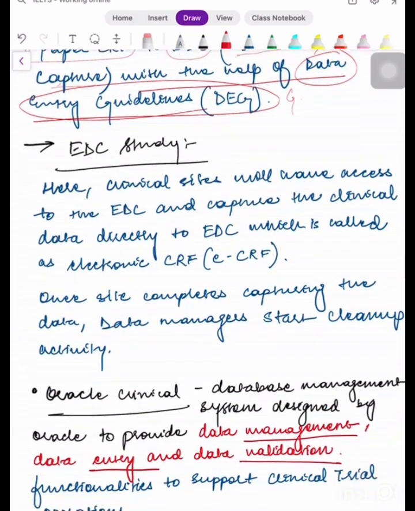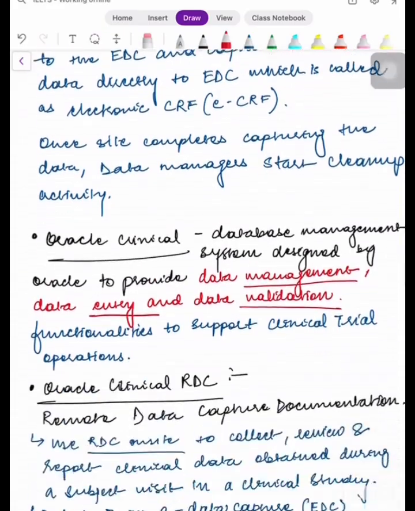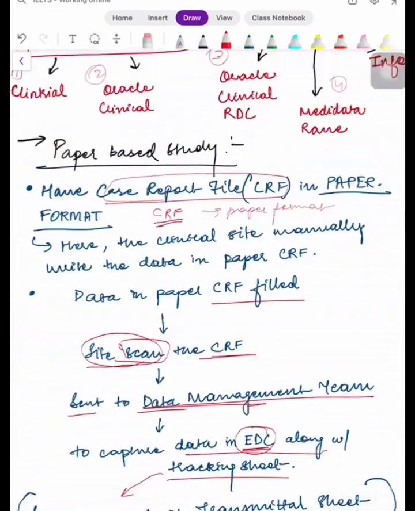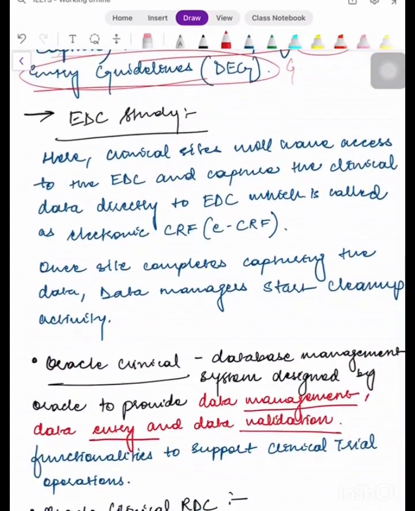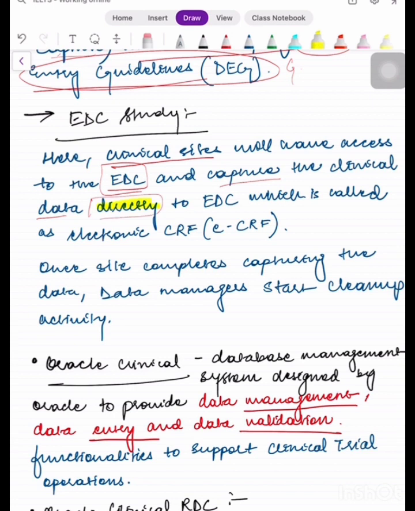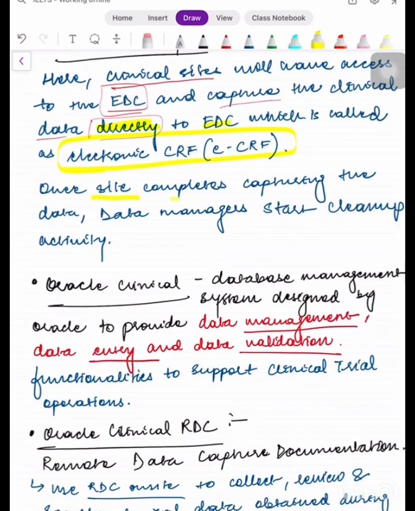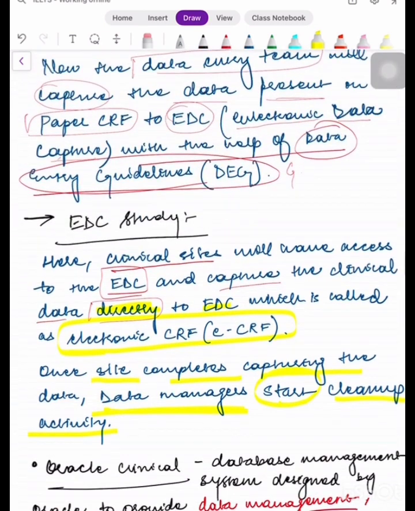Now EDC studies. This was about paper-based study. Now we'll talk about EDC study. Here, clinical sites will have the access to EDC. They have the access to EDC. They capture the clinical data directly to EDC, which is called electronic CRF, eCRF. Once site completes the capturing, data managers start cleanup activity. So this is EDC study.